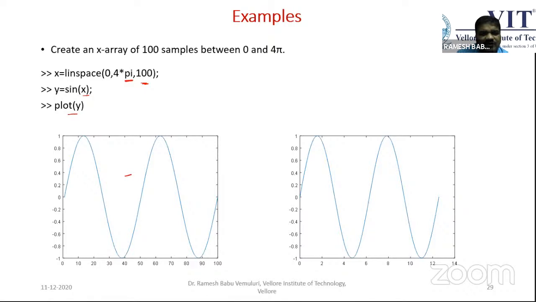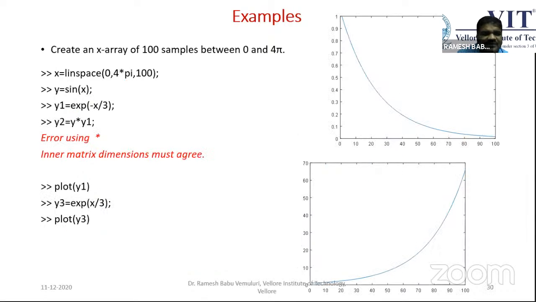So then we'll move to the next. For example, create an X array of 100 samples between 0 and 4 pi. So here the minimum limit is 0 and the maximum limit is 4 pi. In between there should be 100 points. Then plot y1, so y3 exponential x by 3 plot.